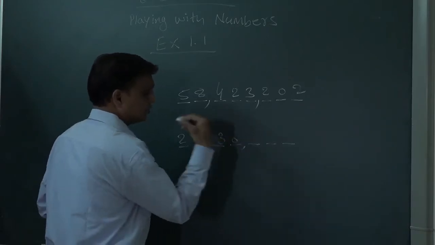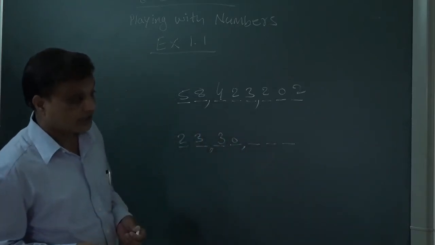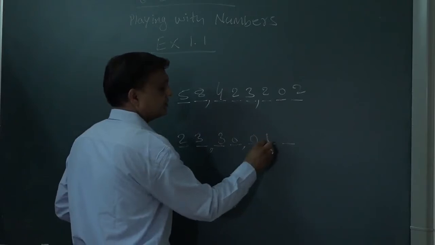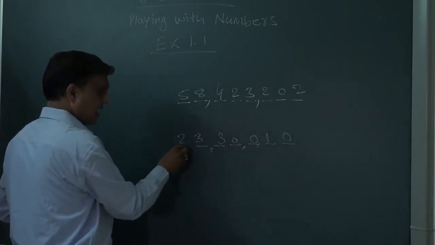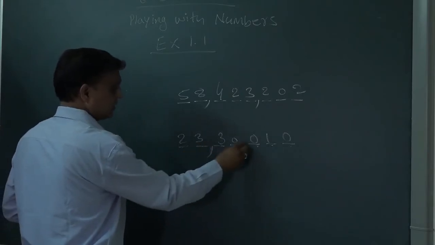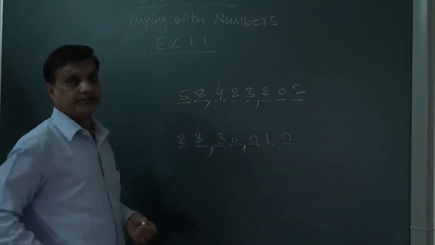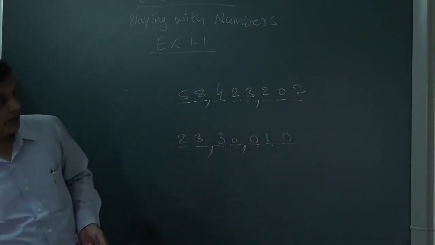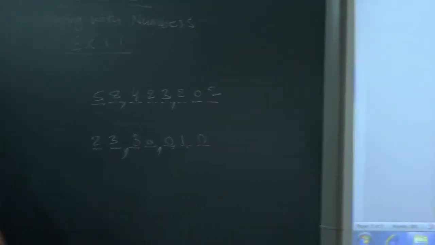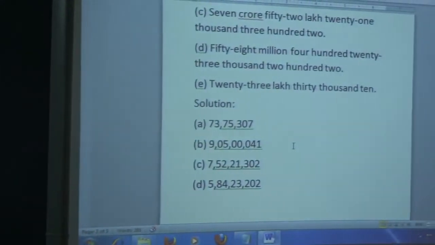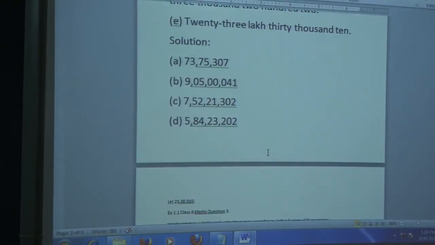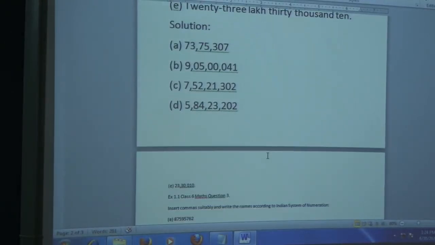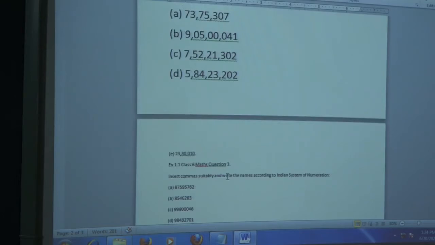After 23 lakhs, what is there? 23 lakhs, 30,000, and 10. Ones, tens, hundred, thousand, 10,000, lakh, 10 lakh. 23 lakhs, 30,000 and 10. So here we will see the answers.